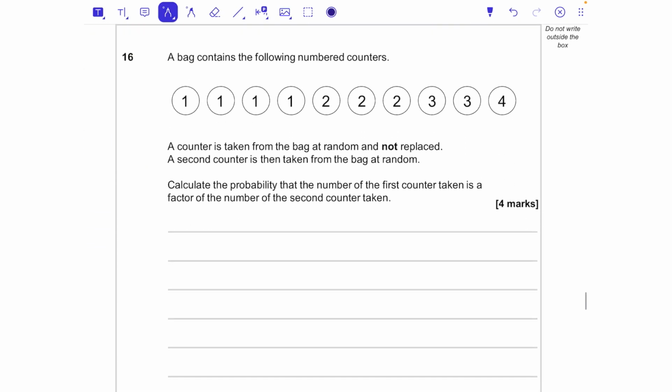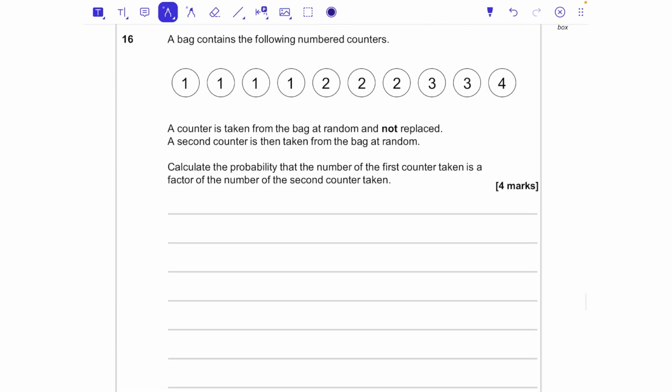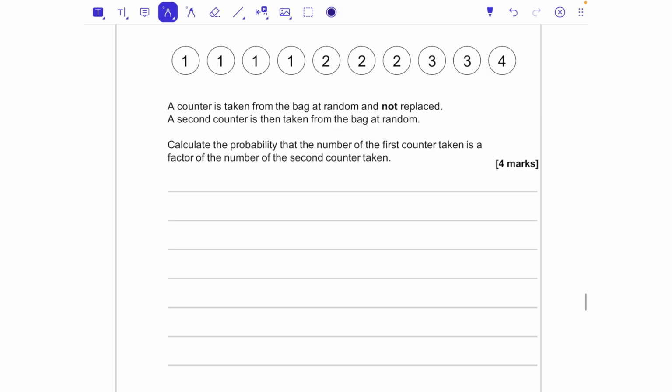Question number 16. A bag contains the following numbered counters. We've got 1, 1, 1, 1, 2, 2, 2, 3, 3 and 4. A counter is taken from the bag at random and not replaced. A second counter is then taken from the bag at random. Calculate the probability that the number on the first counter taken is a factor of the number on the second counter taken.